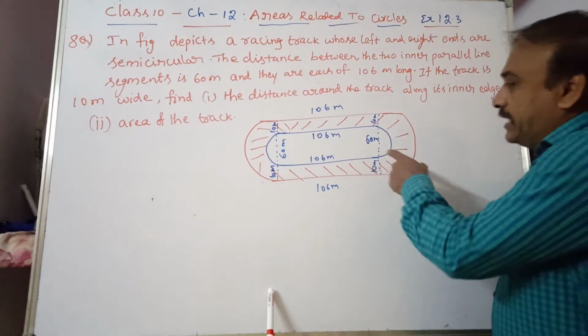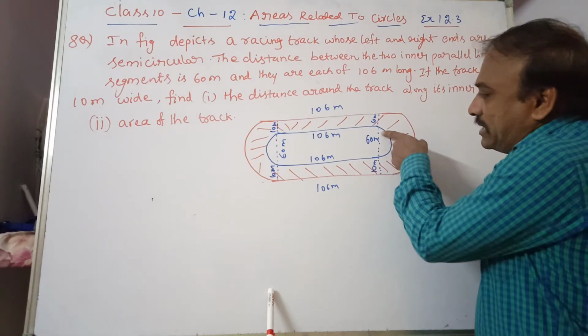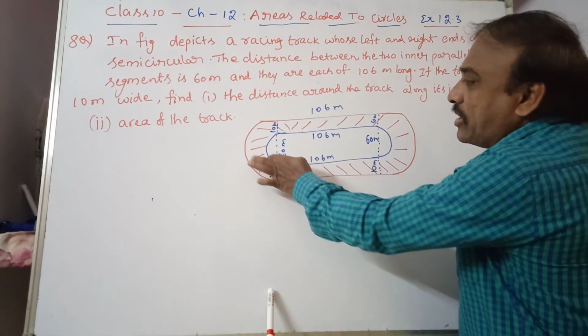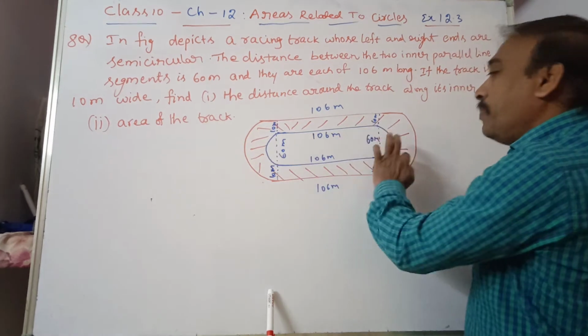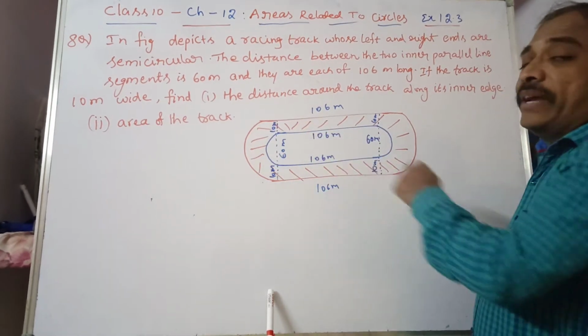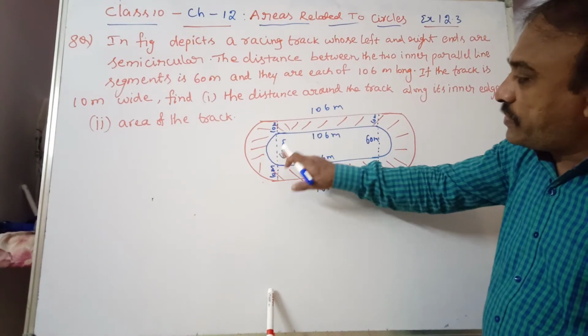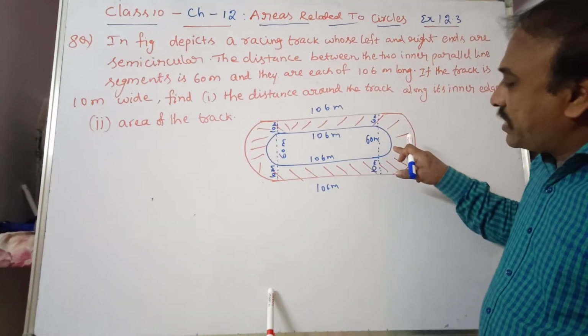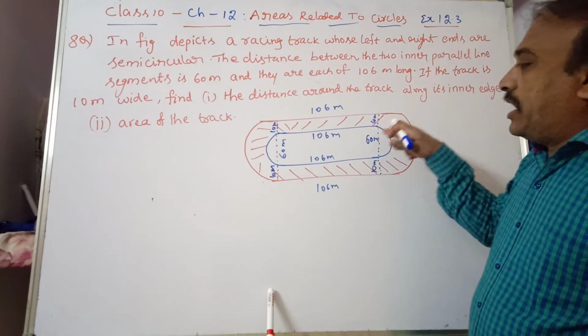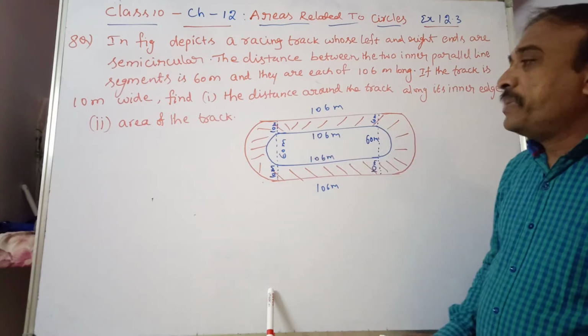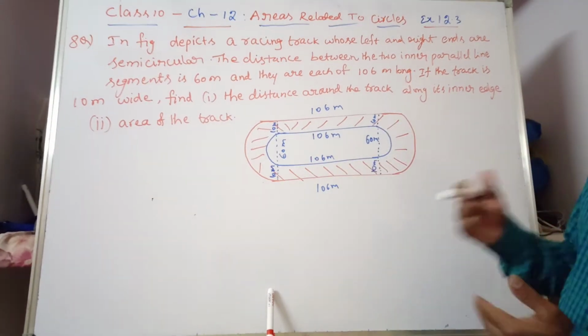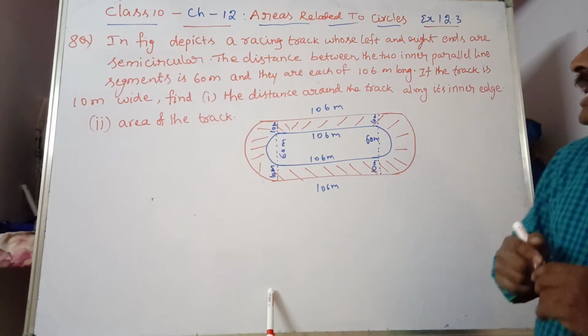And this is not included in that, as the circular end is covered like this, which is nothing but the circumference of a semicircle. We have to find the circumference of one semicircle plus the circumference of the other semicircle, and this 106 plus 106 will give you the inner edge. Let us denote these with different names.